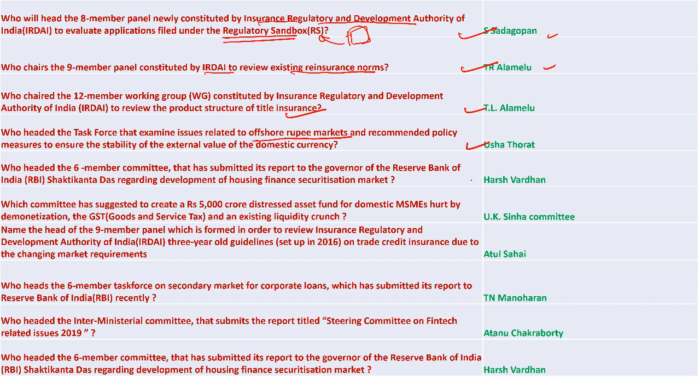We all know Harshvardhan, we just saw in the previous slide. The 6-member panel submitted a report to the Governor of RBI, Shaktikanta Das, regarding the development of housing finance securitization market. Yeah, that 500 crore, just read in the previous slide. Which committee has suggested to create a 5,000 crore distress asset fund for domestic MSMEs hurt by demonetization and existing liquidity crunch? All these become very important. UK Sinha committee. Atul Sahai is the name of the 9-member panel which is ordered to review IRDAI's 3-year-old guideline set up on trade credit insurance due to changing market requirement.